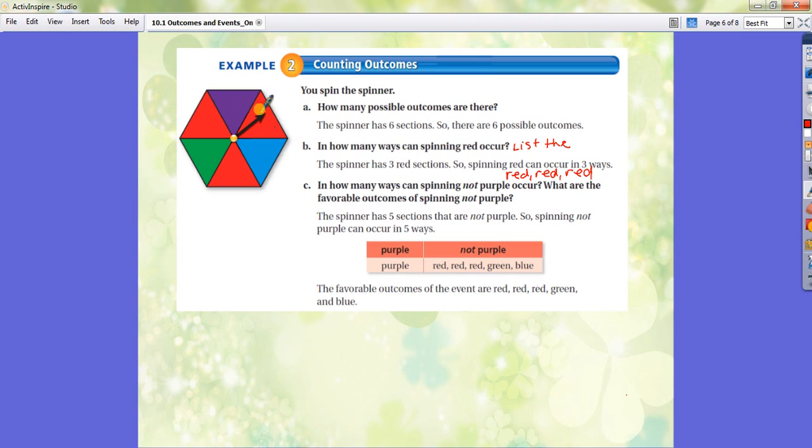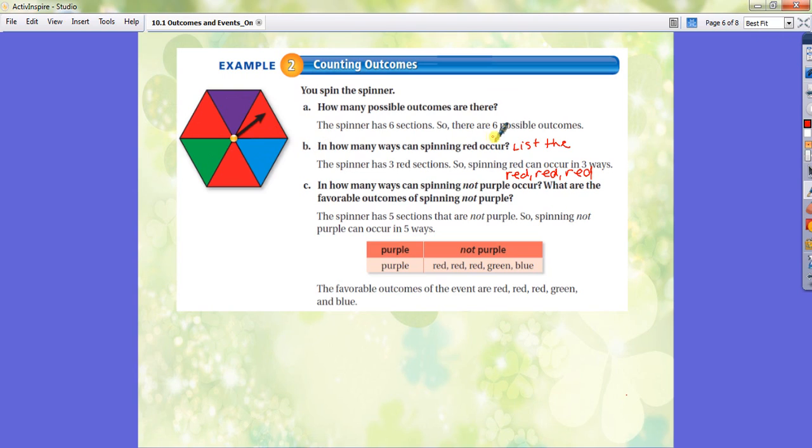The outcomes are all the different ways this little arrow can land on this spinner, and there are 6 different sections that this arrow can land in on the spinner. So it has 6 outcomes, and those outcomes would be purple, red, blue, red, green, red.